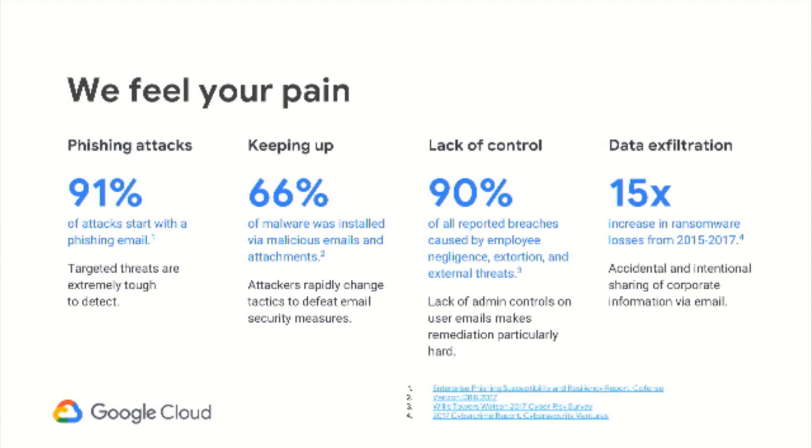We understand this really well at Google, and we've been designing our products to try to address these concerns. Some of the things we've noticed: 90% plus of phishing attacks start with email. Similarly with malware, we see that 66% or maybe even a little more of malware is actually delivered via email or an attachment via email. So it's really important we defend that from the beginning.